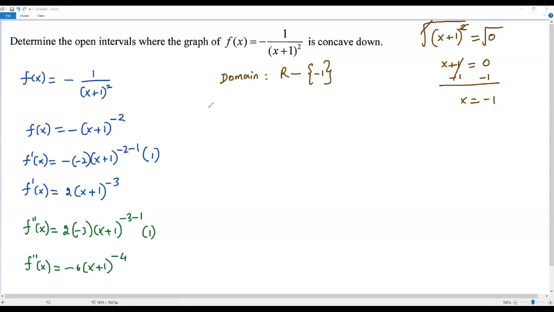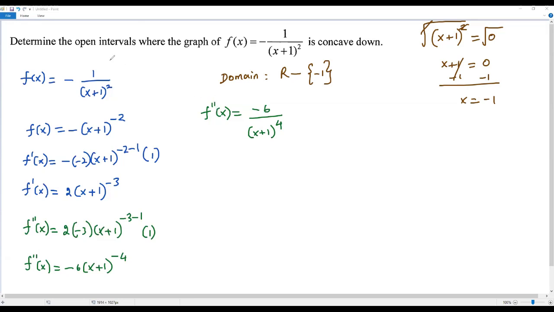Okay, now let me write f double prime of x equals negative 6 times (x + 1) to the negative 4. Since x + 1 has a negative exponent, we can change it to a positive exponent by moving this term to the denominator. So then we get negative 6 over (x + 1) to the fourth power. Now I have the second derivative of the given function: f double prime of x equals negative 6 over (x + 1) whole to the fourth power.